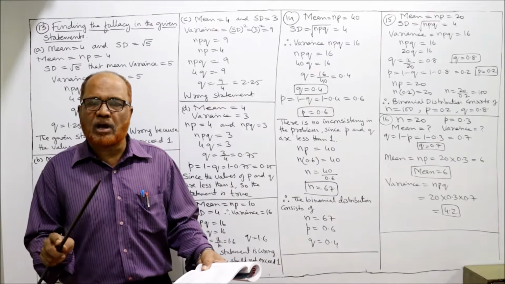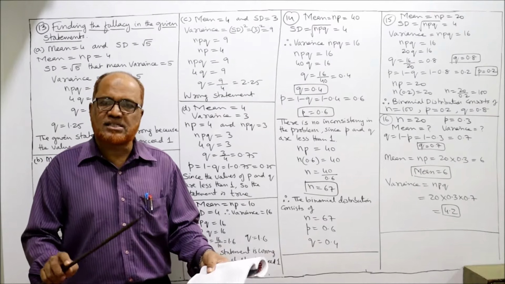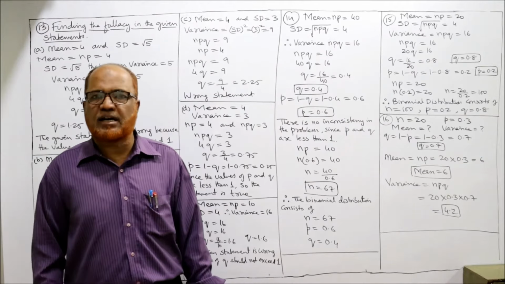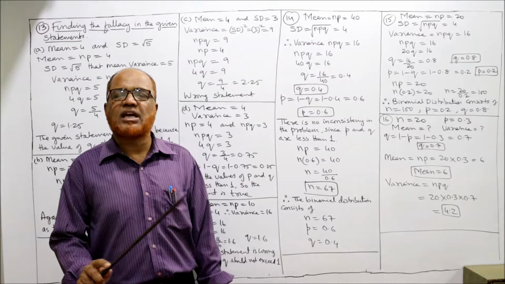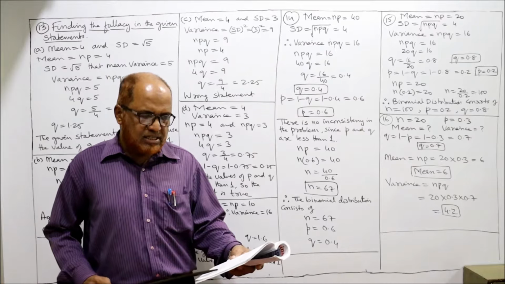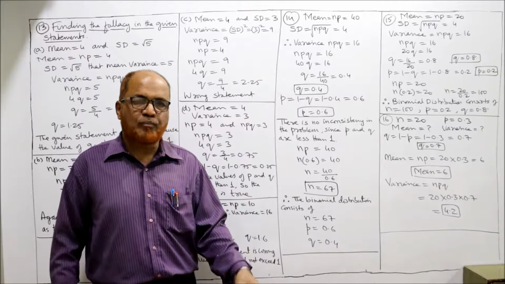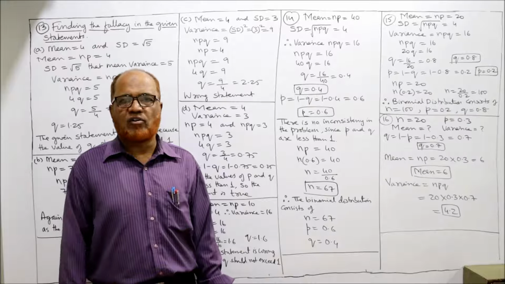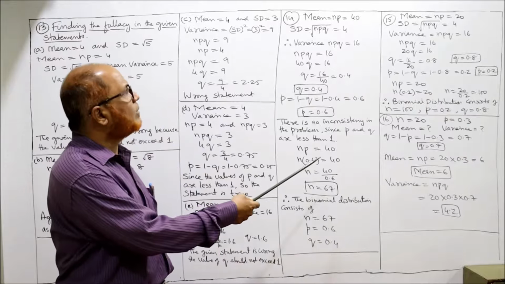अगर P और Q का वैल्यू 1 से कम आ गया तो कंसिस्टेंट है. अगर एक भी वैल्यू P, Q का वैल्यू 1 से एक्सीड अगर हो गया तो the statement is inconsistent. If no inconsistency is found, what will be the values of P, Q and N? अगर inconsistency नहीं है, then what is the value of P, Q and N? We'll calculate, no problem at all.